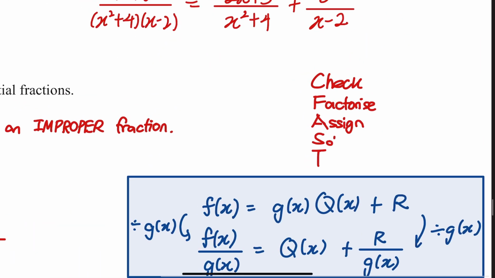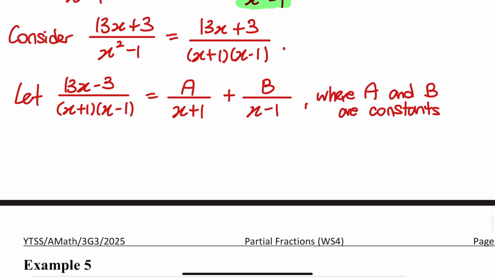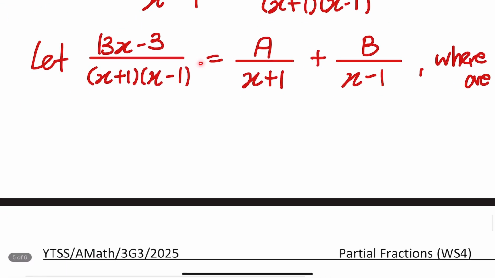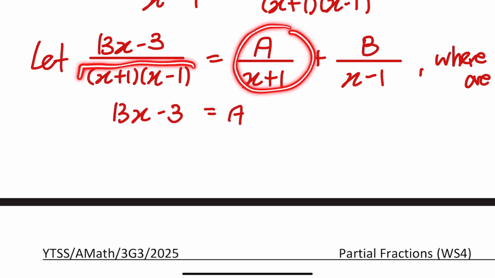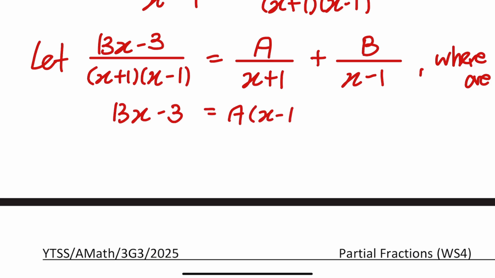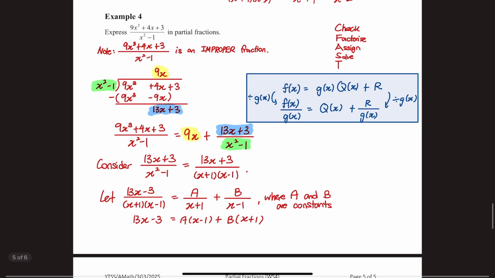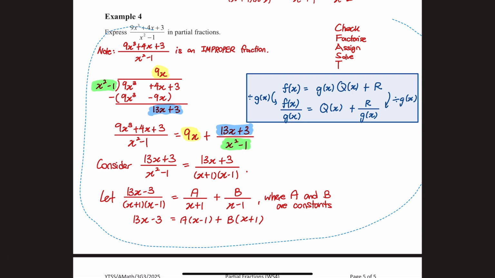Next step is to solve for A and B. So the steps are the same. Multiply throughout this whole equation by this denominator. I will get 13x plus 3 equals A times x minus 1, since for the first term, x plus 1 will cancel out, plus B times x plus 1. Then from here, the steps are pretty straightforward.